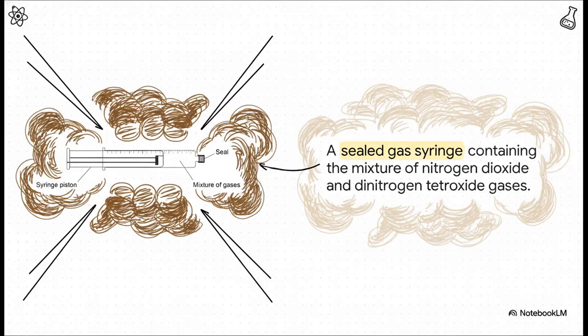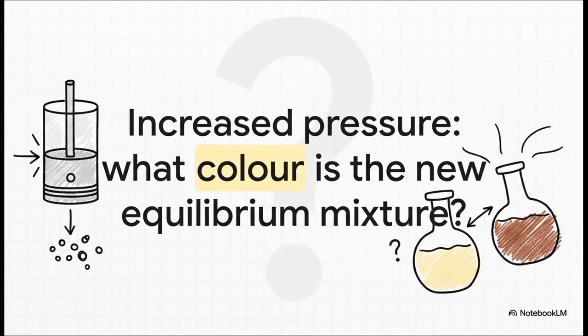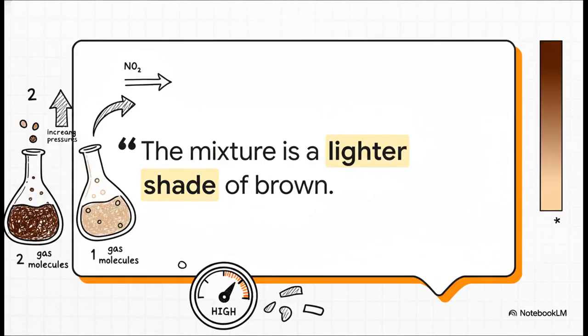Okay, now picture that same mix of brown and colorless gas, but it's trapped inside this sealed syringe. This picture is a big clue. It's setting us up to talk about the next thing we can change, pressure. So, someone pushes that piston in, the volume gets smaller, which means the pressure goes way up. How is our little equilibrium system going to react to being squeezed like that? And more importantly, what's it going to look like? And the correct answer is, the mixture is a lighter shade of brown.